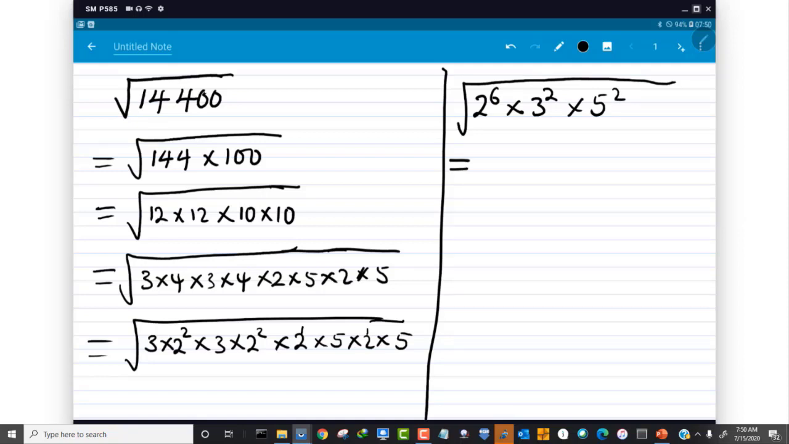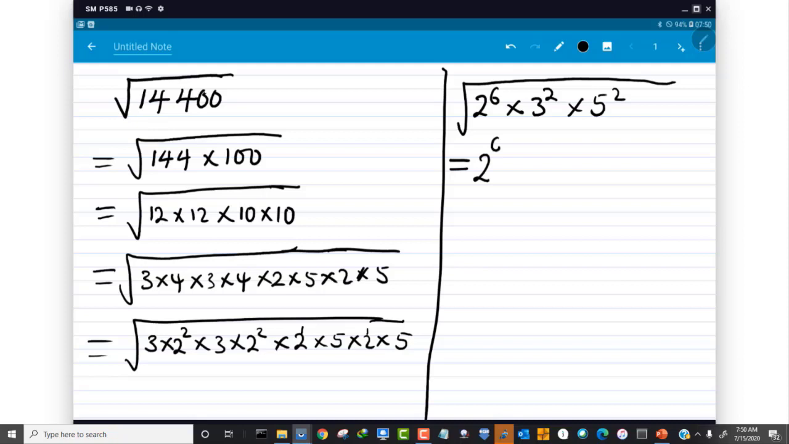Now all we need to do next, when you have found the square root, it means you should divide the powers by 2. Square root means divide the powers by 2. If you are doing cube root, you divide the powers by 3. If you are doing fourth root, you divide the powers by 4.